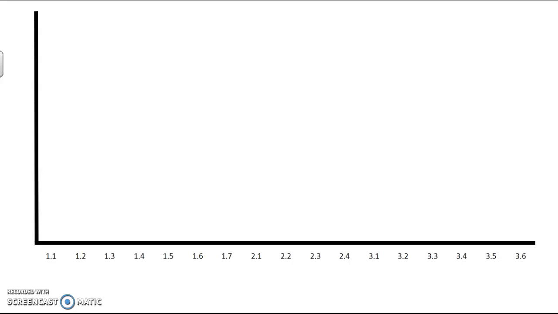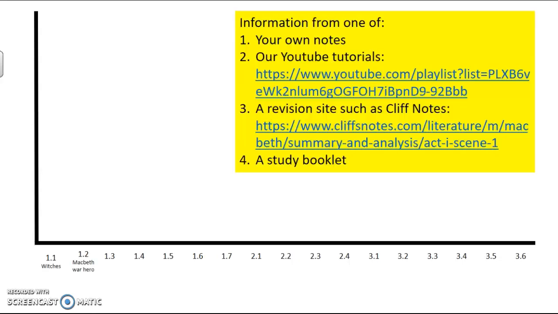Okay, welcome back. You've got all your scenes marked out there. The next thing I'd like you to do is to actually give each scene a summary, but keep your summaries incredibly short. So you've been doing 20-word summaries, haven't you? Let's do them even shorter. Now, where are you going to get these summaries from? Here are 4 options, and these are in order of how I'd like you to use them.